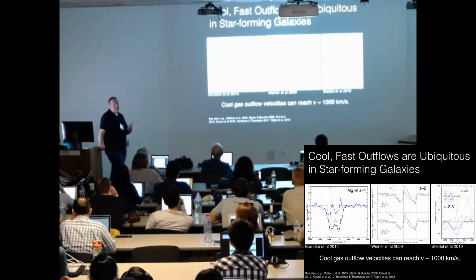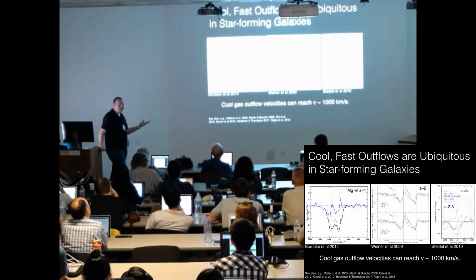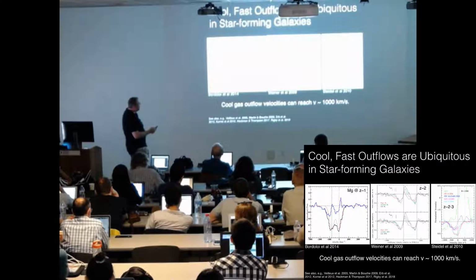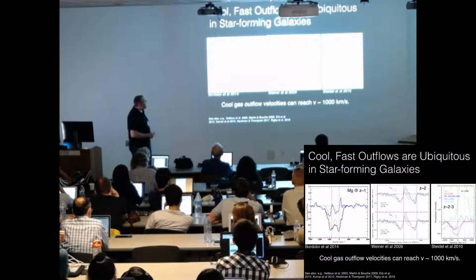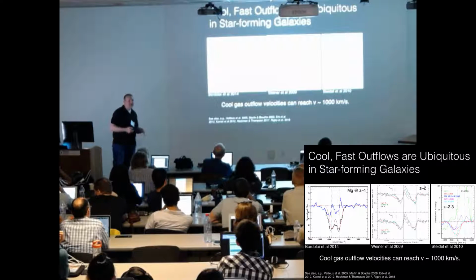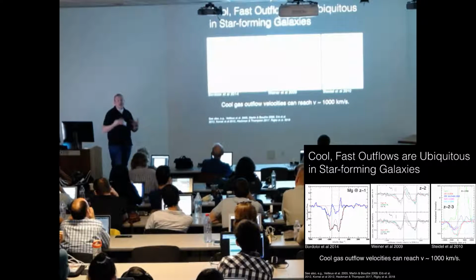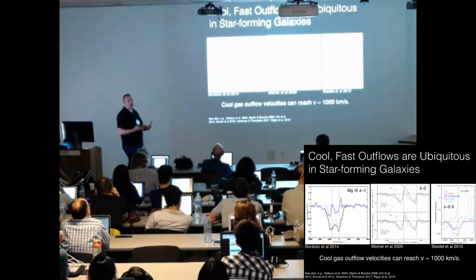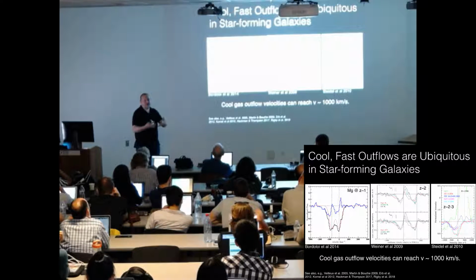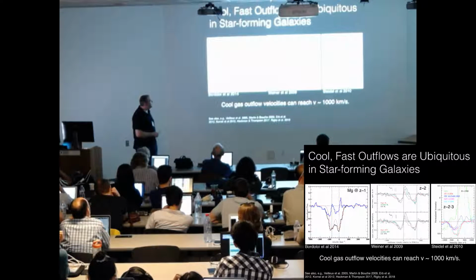These are observations that really have inspired me over the years, and some of them I learned about here at Santa Cruz, so it's great to be able to talk about them. We know that there's cool, fast outflows from galaxies. They're ubiquitous, and you see this as magnesium absorption, for instance, seen in the spectra of galaxies at redshift 1. This is in COSMOS.